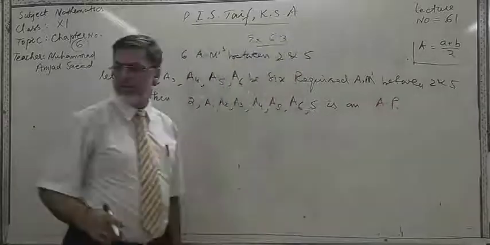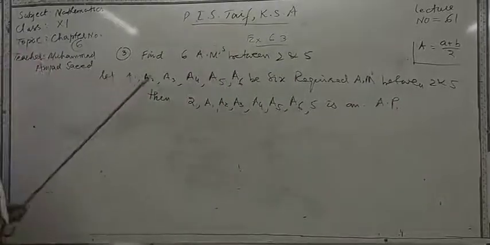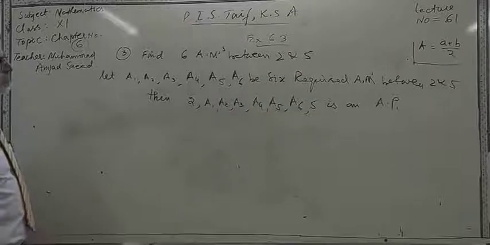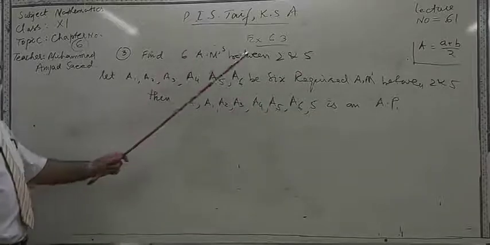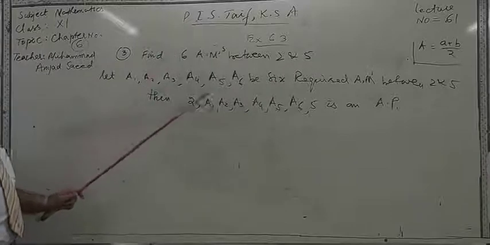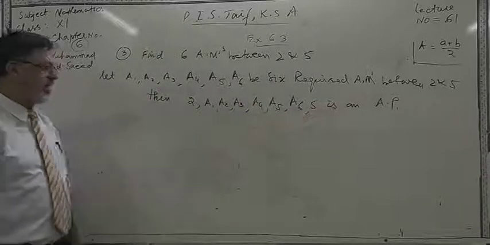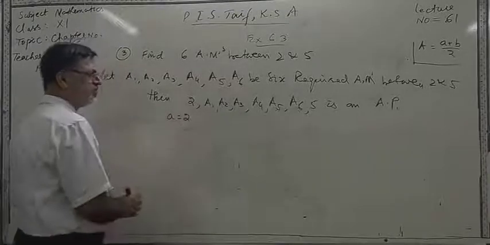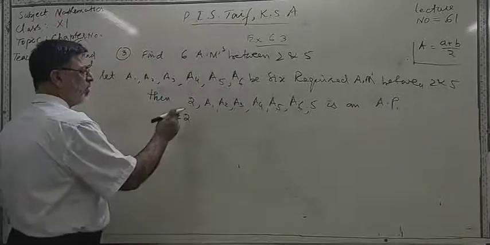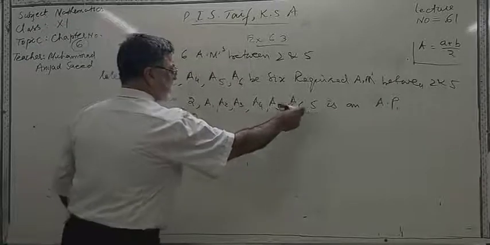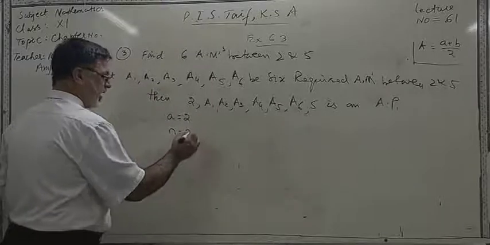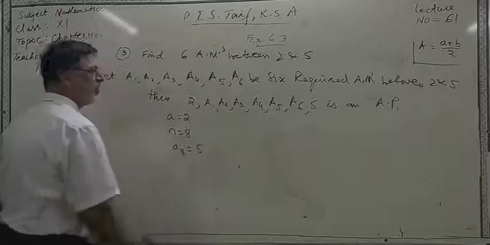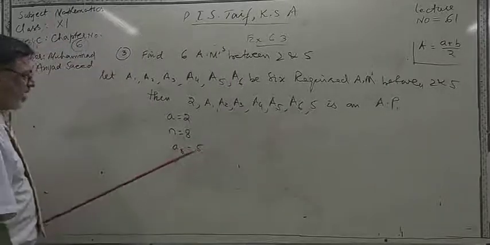Dear students, A1, A2, A3, A4, A5, A6 are the 6 arithmetic means between these two numbers. Then in between 2 and 5, these are 6 arithmetic means. So this is an AP. From this sequence, we have a is equal to 2, and counting 1, 2, 3, 4, 5, 6, 7 and 8, the number of terms is 8. And a8 is equal to 5, the 8th term value is 5.